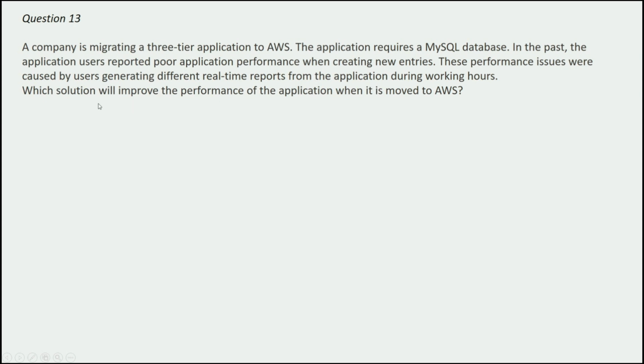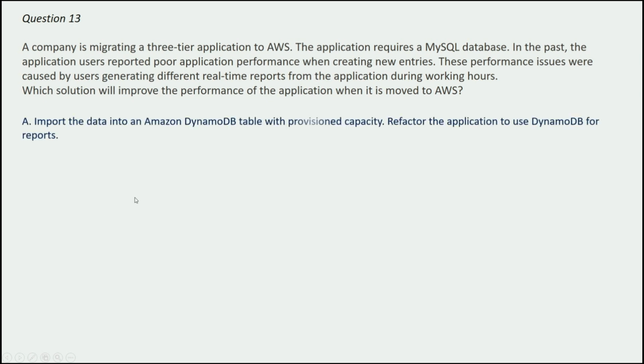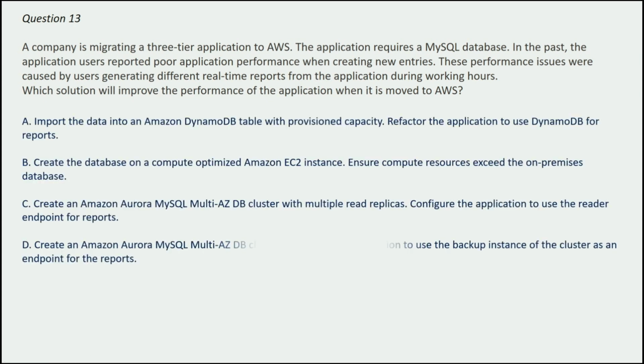Which solution will improve the performance of the application when it is moved to AWS? So here are the options, have a look and try to guess the answer. The correct answer here will be option C. Create an Amazon Aurora MySQL multi-AZ DB cluster with multiple read replicas. Configure the application to use the reader endpoints for the report.